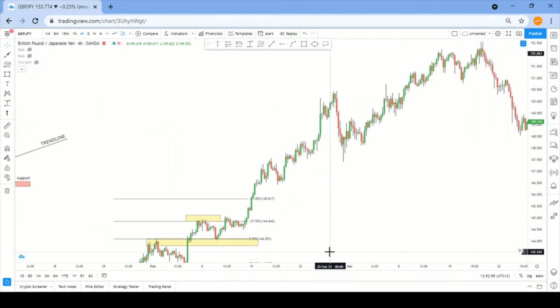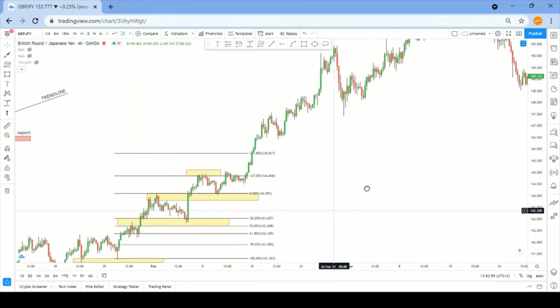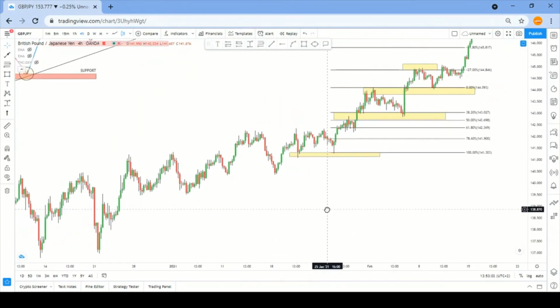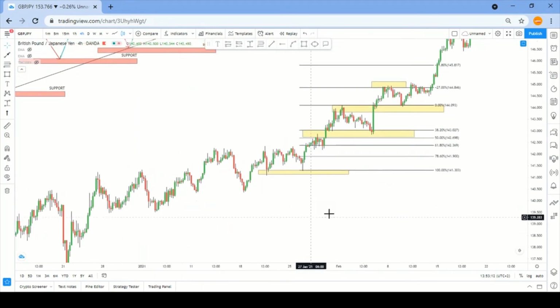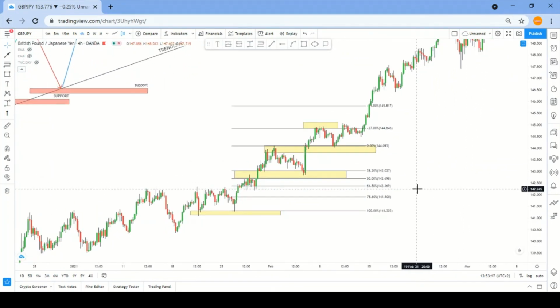Let me actually try to identify a trend line if I could. I'm hoping I can. Let's see what we can find. Traders, please be an area. Please be a trend line. Trend line. I'm going to give up, guys. I'm not going to waste any time and make this video any longer.